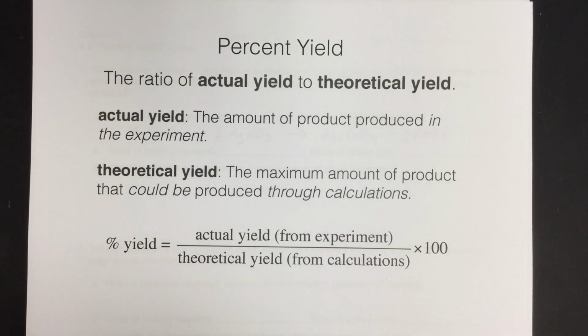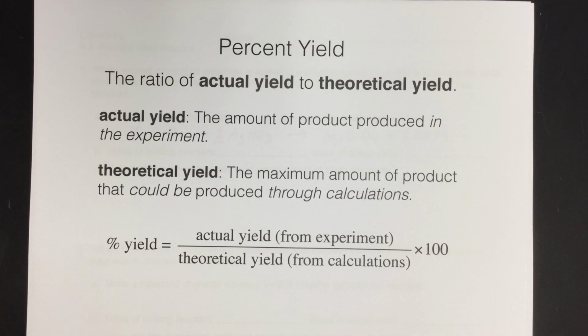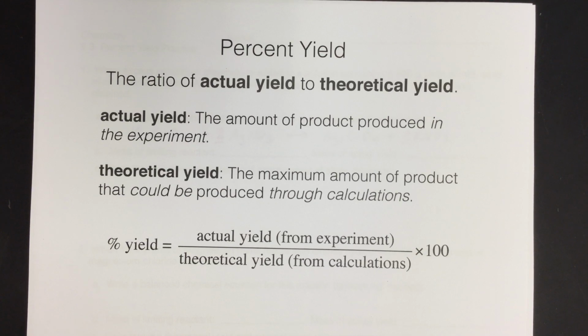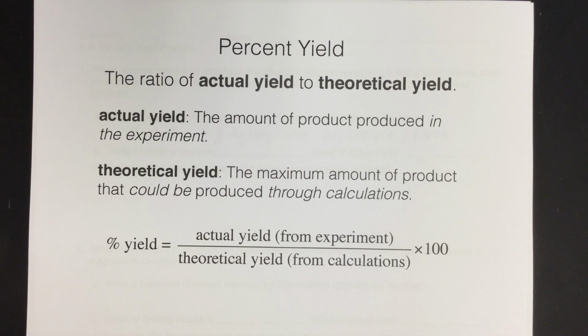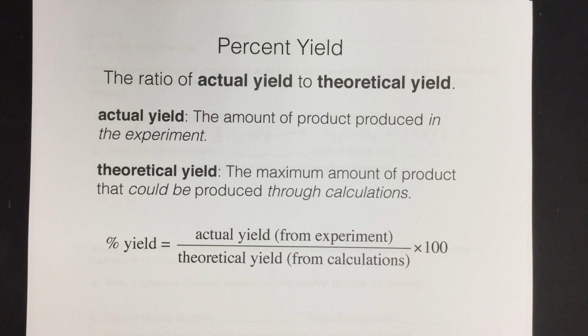The theoretical yield, on the other hand, is an amount that we calculate. So this is actually where we would usually do a mass-to-mass stoichiometric calculation. So the theoretical yield is the maximum amount of product that could be produced by calculating using stoichiometry. Usually we don't reach the theoretical yield because, given various errors in the experiment, it's not really possible for us to produce 100% of the possible product.